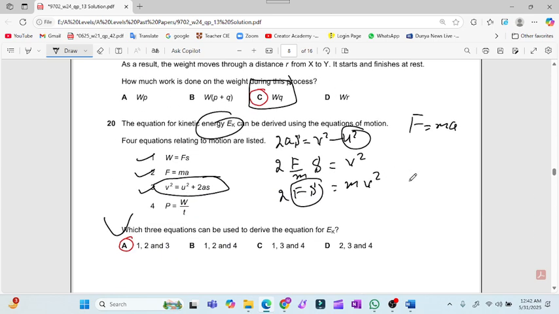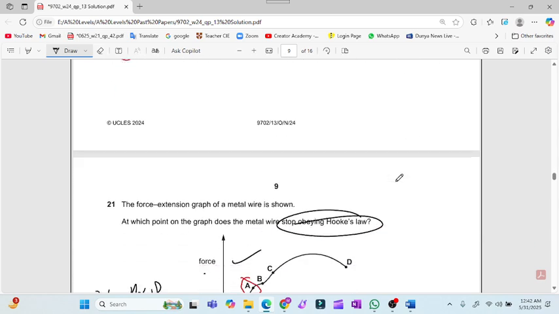For question number 20, the derivation of kinetic energy, we will start the derivation from 2as equal to v square minus u square. We will consider the initial velocity to be equal to 0. Then acceleration is replaced by F by m. Then F into s is equal to work done. So we will use equation number 1, equation number 2, equation number 3. We will not use the power expression in order to derive the kinetic energy. So option A is the valid option.